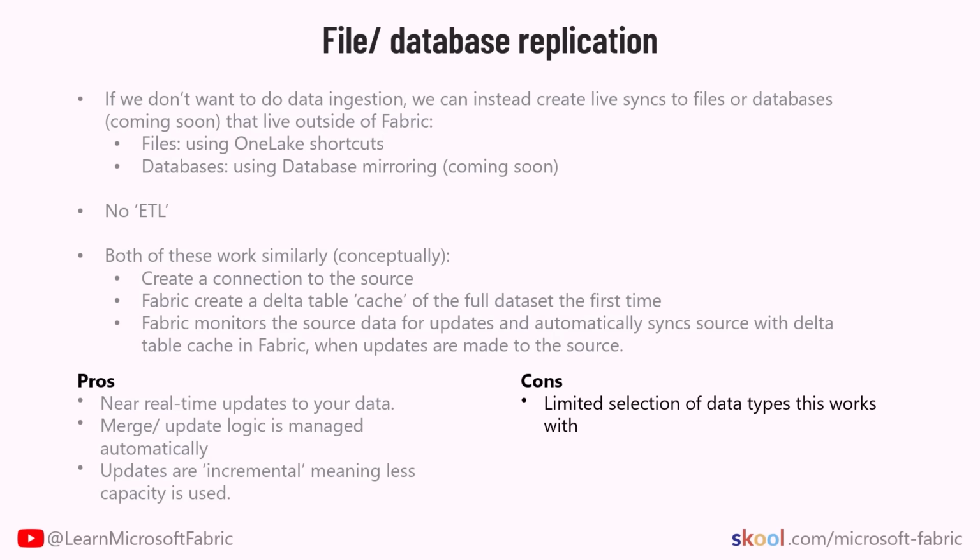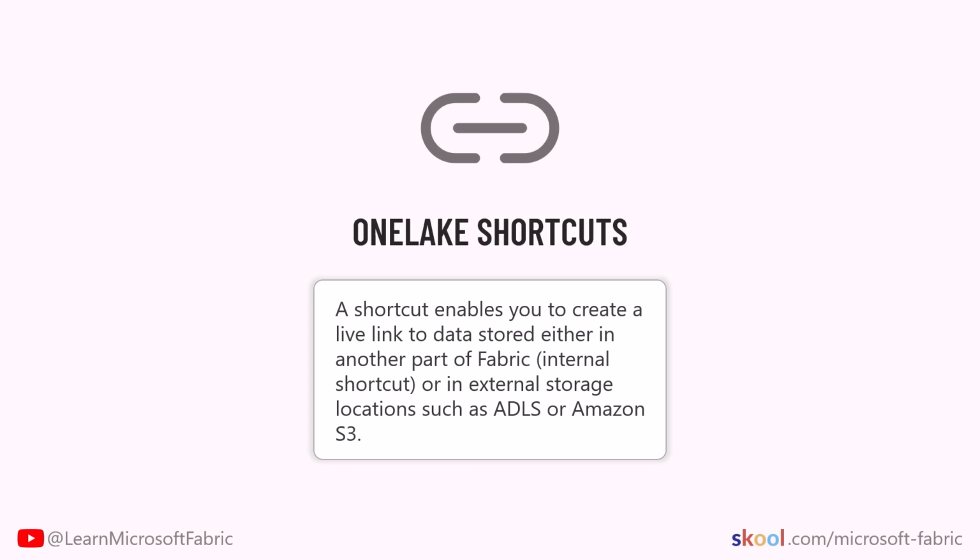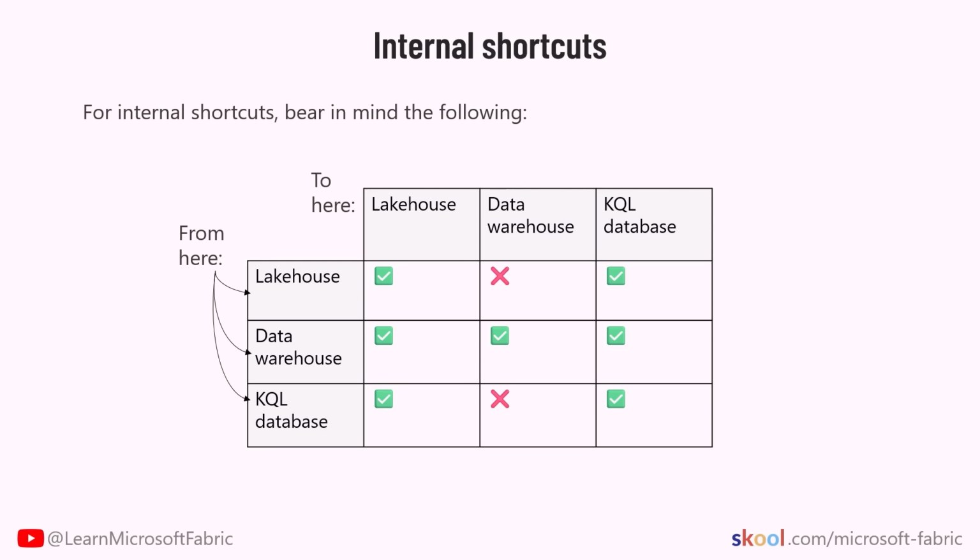So let's dive into shortcuts first and look at what some of these data sources are. So this is the OneLake shortcut, and a shortcut enables you to create a live link to data stored either in another part of Fabric, which is an internal shortcut, or in external storage locations such as ADLS, Azure Data Lake Storage, or Amazon S3.